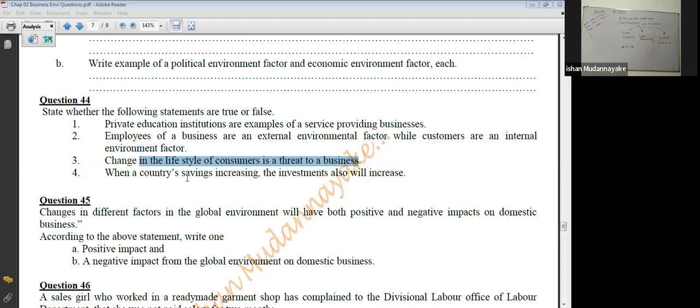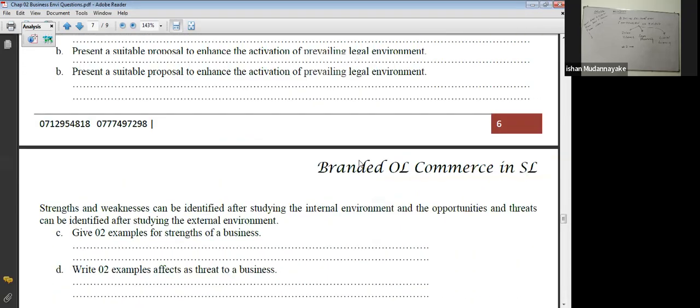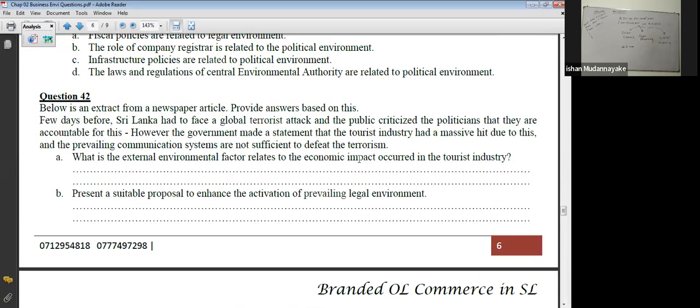Then the fourth one: when a country's savings increase, the investment also increases. True or false? True. Yes, correct. When savings increase, investments also increase. Right, done.